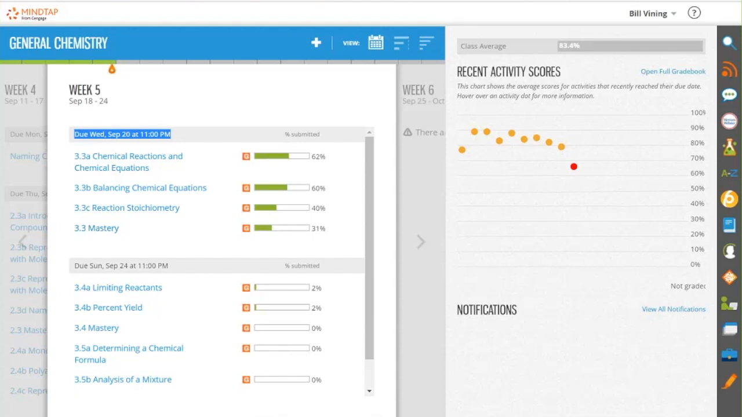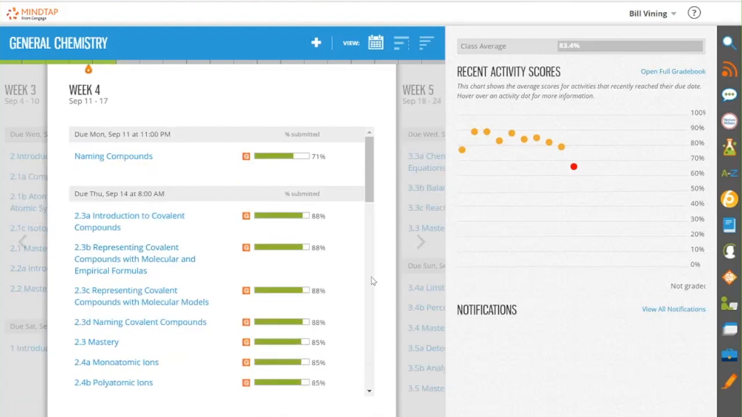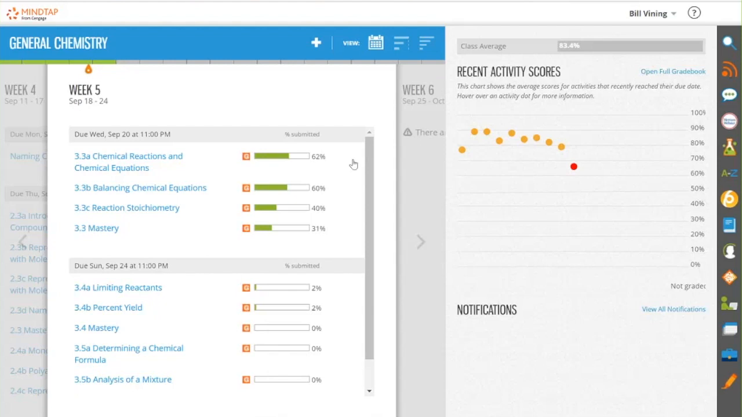The next set of assignments are due on Sunday, and they're hardly worked on at all, as you would expect. So I'm going to go into a chapter and show you the different kinds of modules the students can use. This is the weekly view, so the students can see what's due each week. I'll show you how that works a little more later on. But right now I'm going to go into the chapter view, or the unit view.